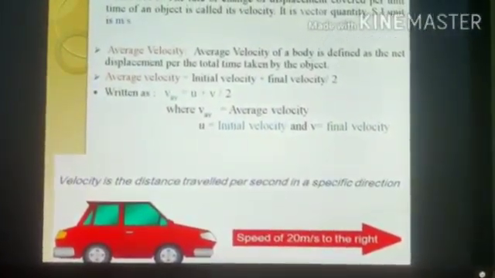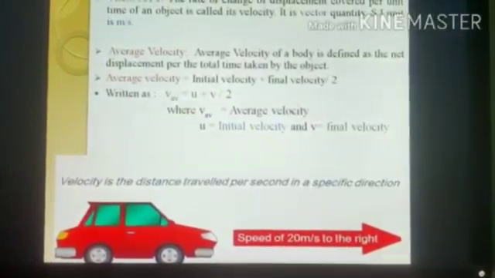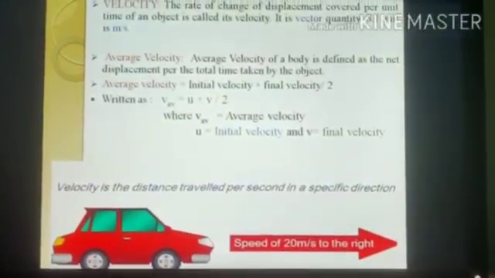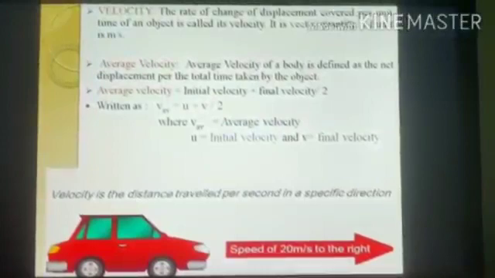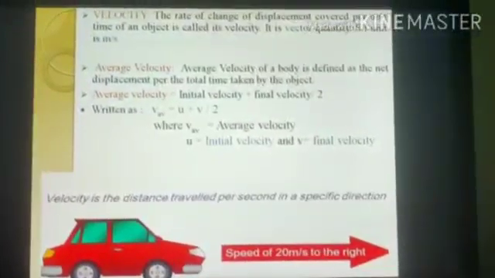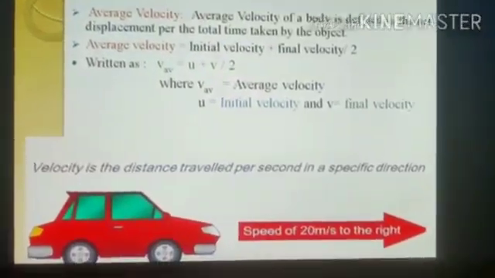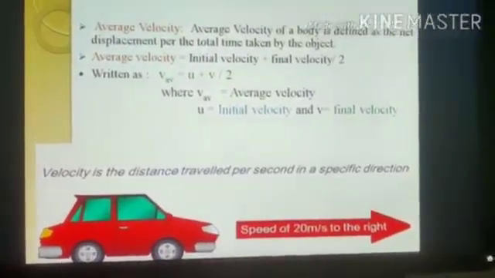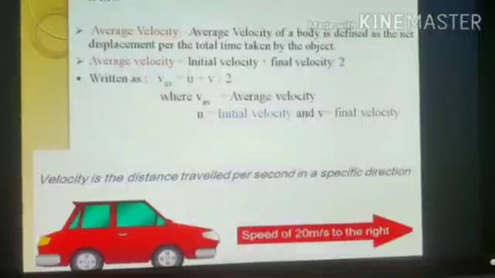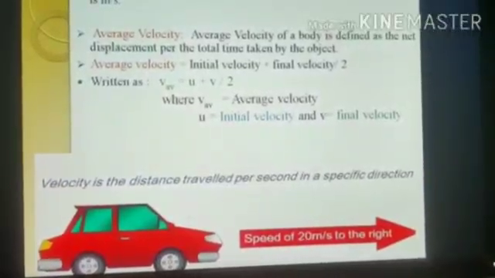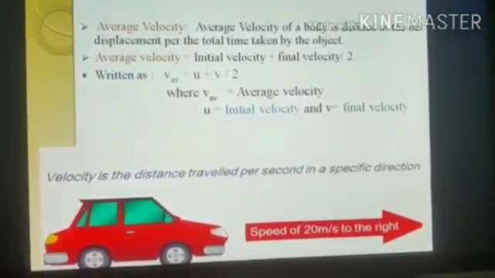Net means total. Average velocity is equal to initial velocity plus final velocity divided by 2, and is mathematically written as V average = (U + V) / 2.